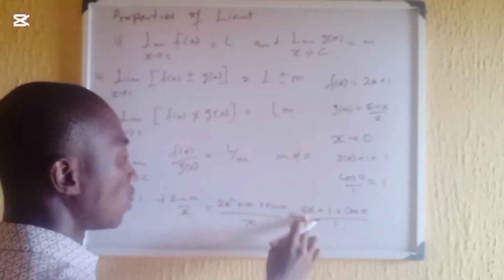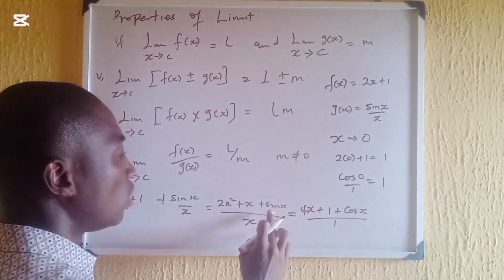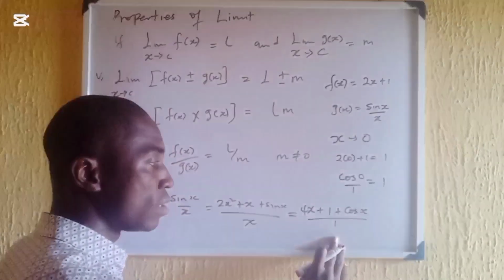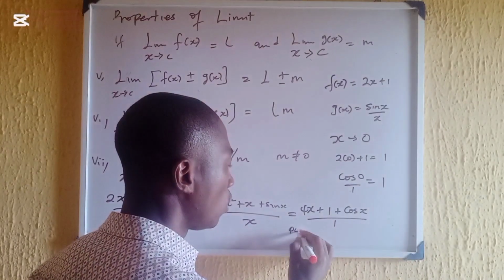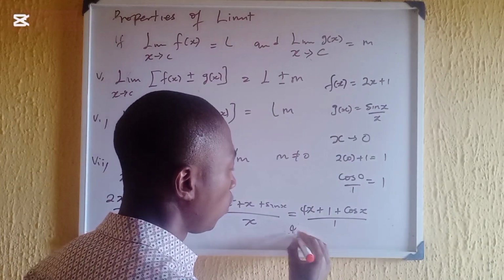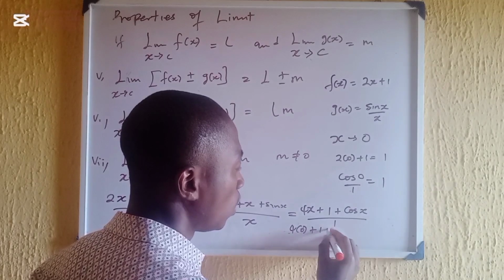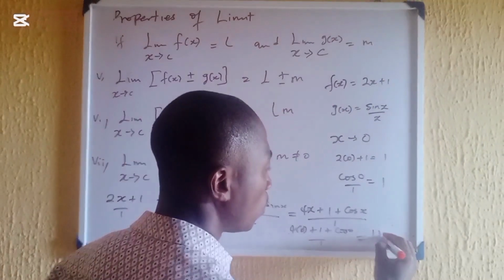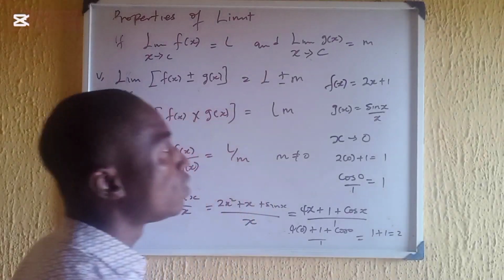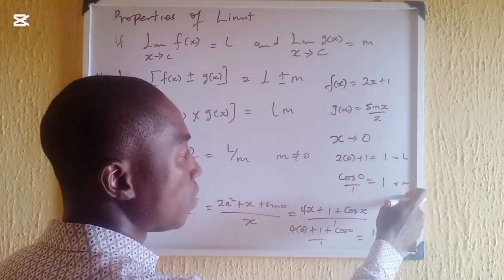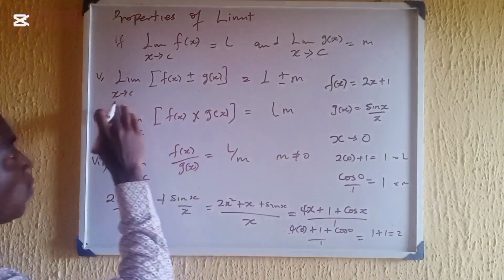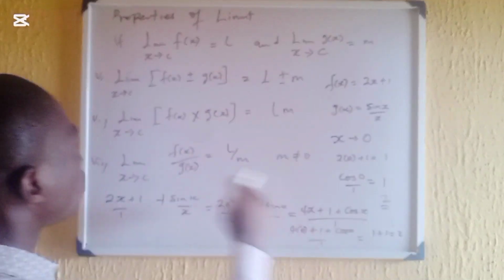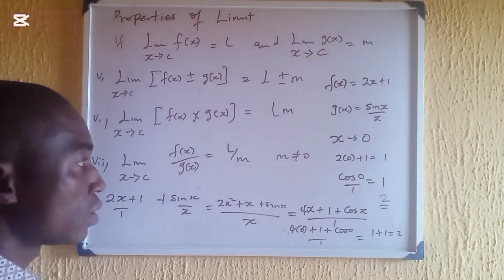Differentiate this, you have 4x. Differentiate this, you have 1. Differentiate this, you have cos x. Differentiate this, you have 1. Now put 0. So we're having 4 into 0 plus 1 plus cos 0 over 1. This gives us 1 plus 1, which is equal to 2. So if we had said L plus M, as this property states, we would have gotten 2. This shows that this property is correct.